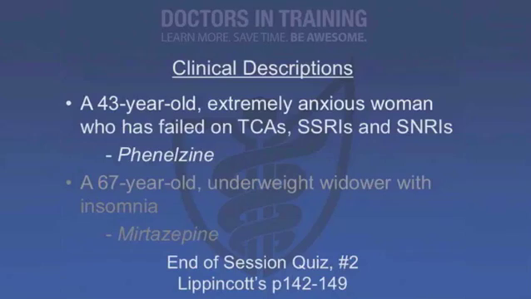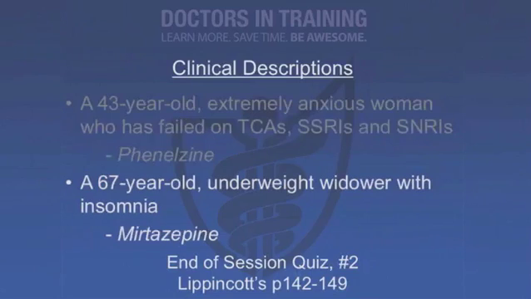Match the following clinical descriptions of depressed patients with the most appropriate therapeutic agent. So we've got a list of our antidepressants here, and we're going to try to match them up with the type of patient that we see. 43-year-old, extremely anxious woman who has failed on TCAs, SSRIs, and SNRIs. Well, this is going to be our last resort medication, phenelzine. 67-year-old, underweight widower with insomnia. Think of mirtazapine.